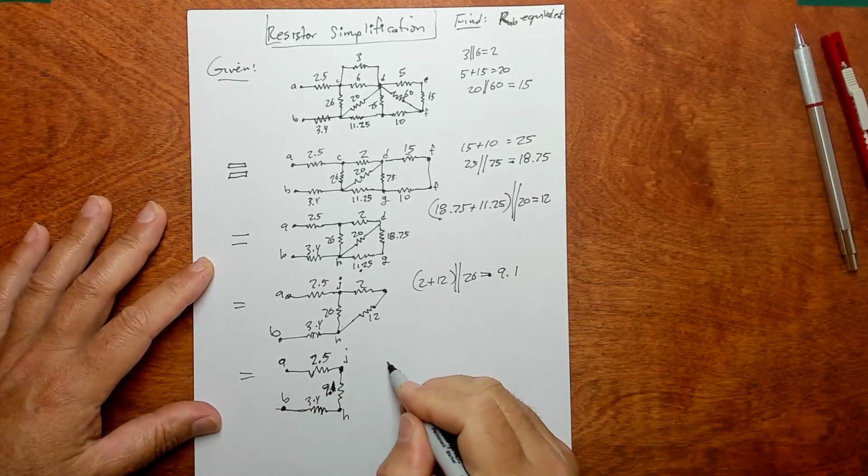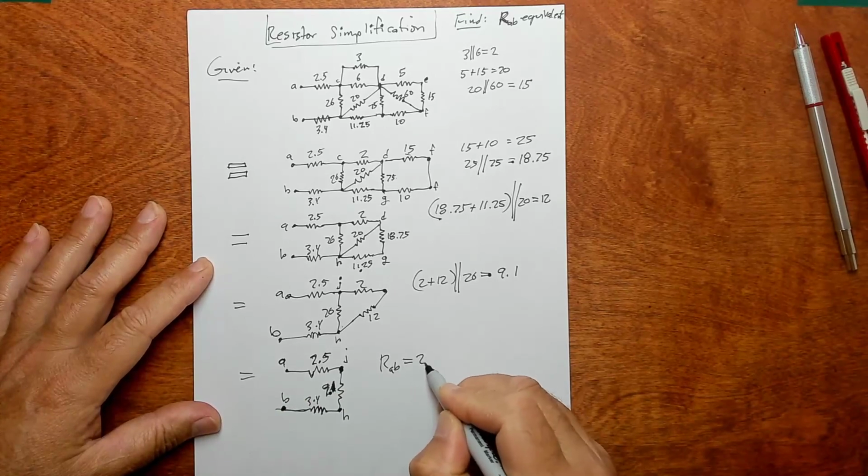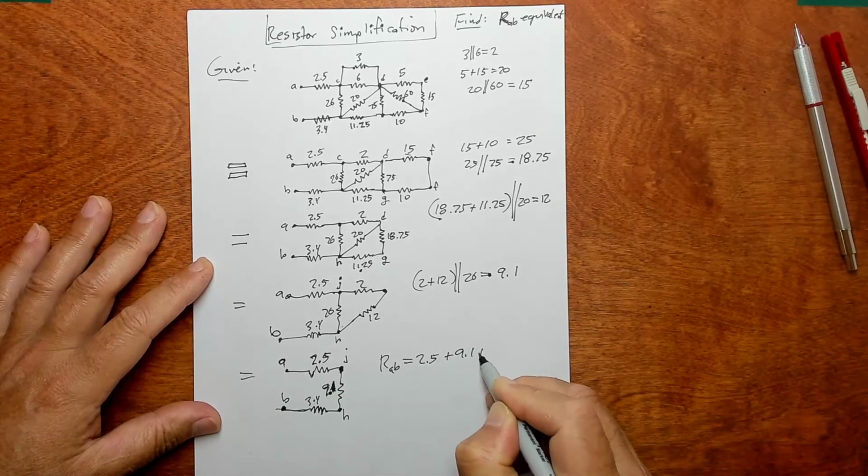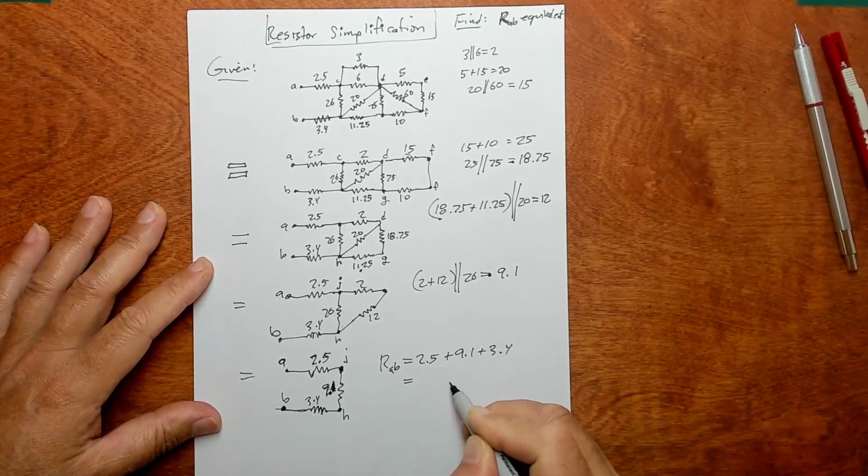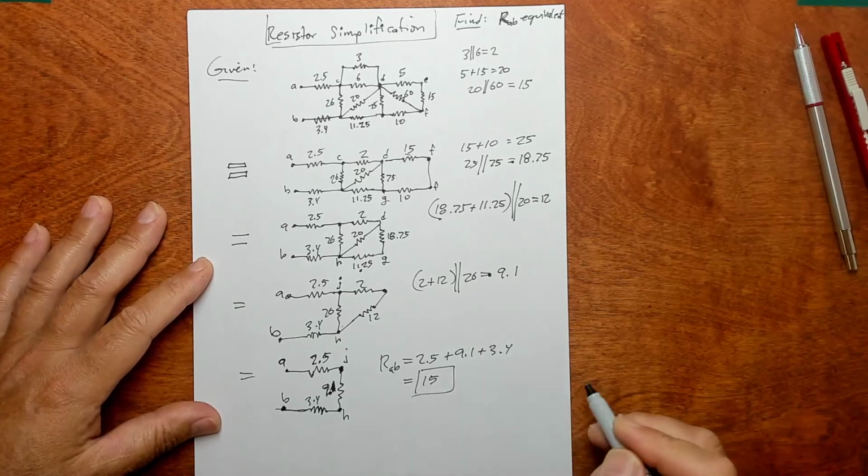Anyway, so we can just put out the answer now. 2.5 plus 9.1 plus 3.4 is 15. That's the answer. Put a box around that.